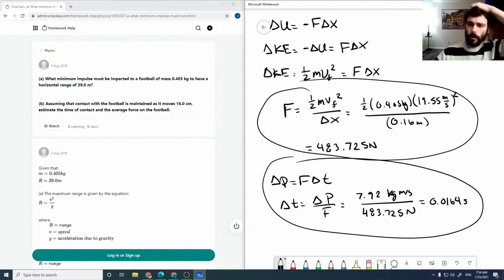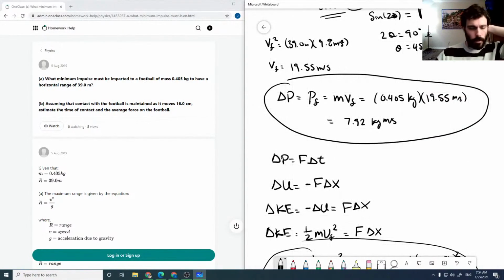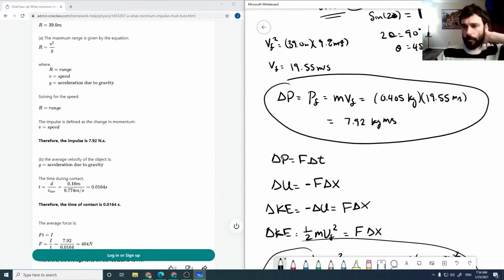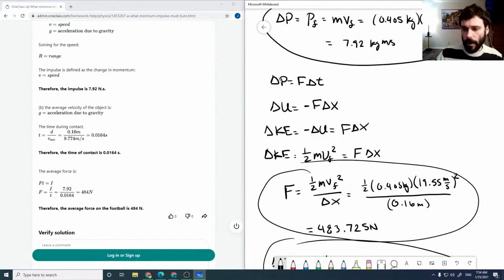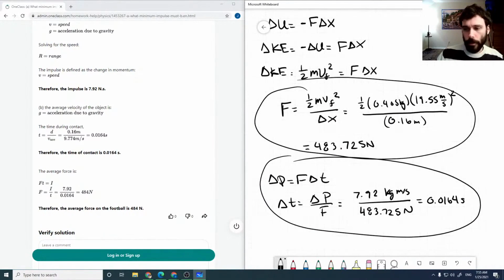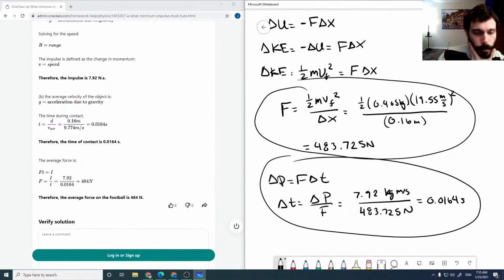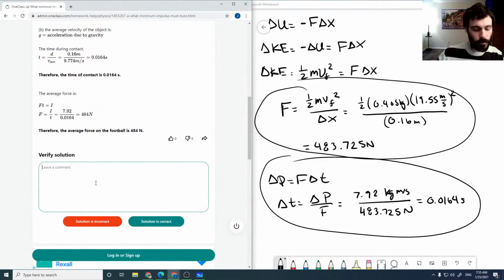All right, so checking through the solution here, the impulse is 7.92 Newton seconds or kilogram meters per second. We get a time of contact of 0.0164 seconds and a force of 484 newtons or 483.7. So that looks good.